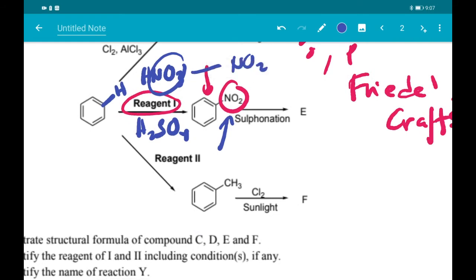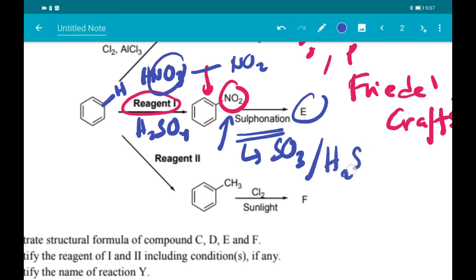Then the next product to achieve E, we're going to perform the sulfonation reaction. For the sulfonation reaction, we use SO3 with sulfuric acid.